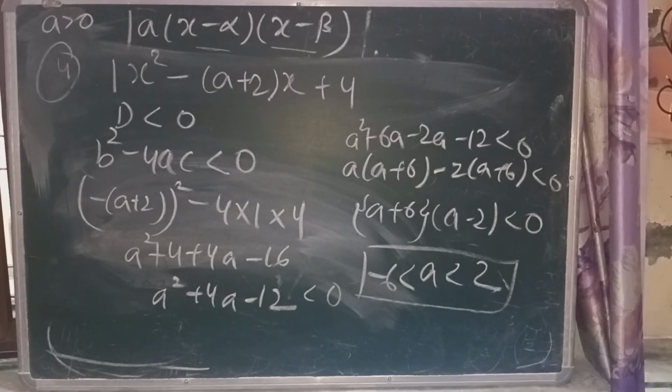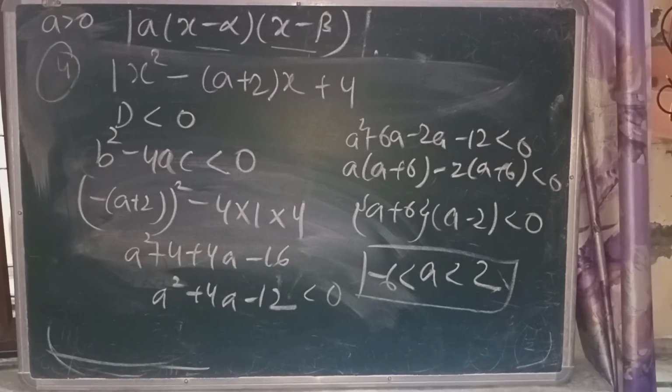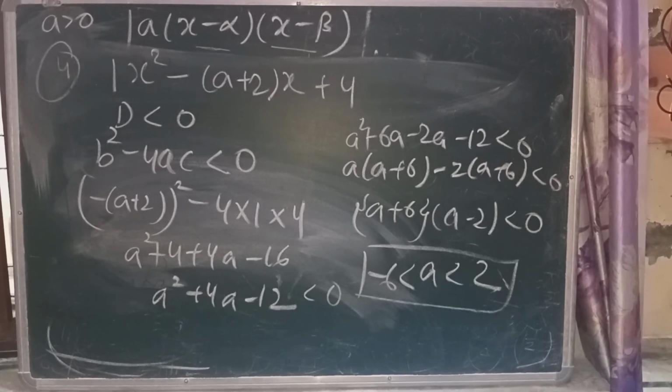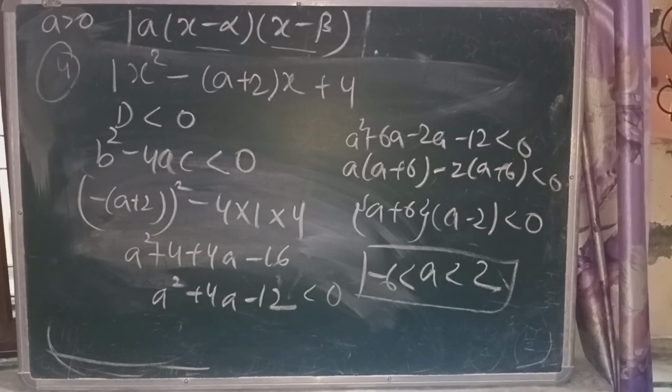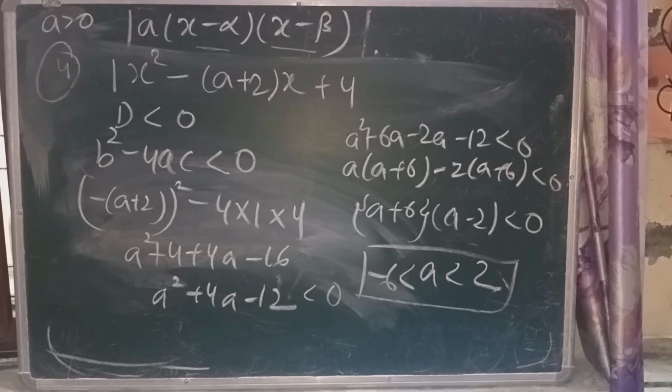The expression was given as x square minus (a plus 2) into x plus 4, and they are asking for what value of a the expression will always be positive. So we have to find out the value of this a, for which the expression will always be positive.